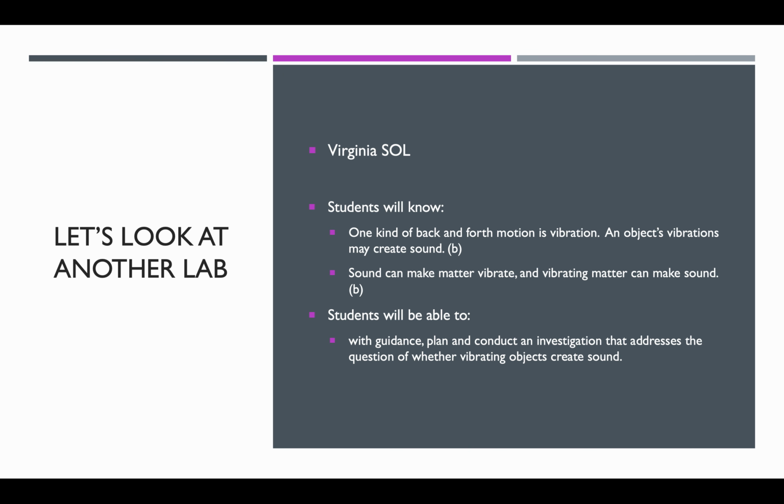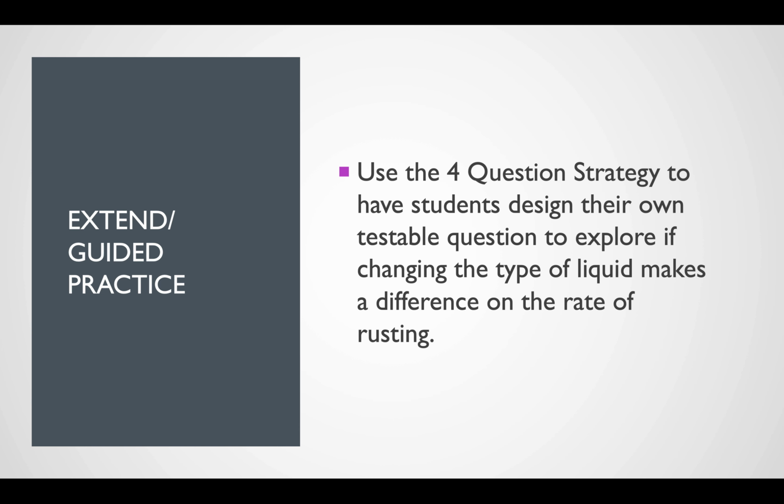The third question is, what could I change about my materials that might affect how that nail rusts? So liquids: what could I change about the liquids that might affect how the nail rusts? Well, what if I use a different type of liquid? We use water. What if I use soda? What if I use salt water? What if I use seltzer water? What if I used milk?